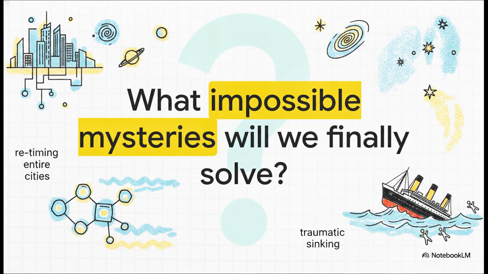Which leaves us with a final, pretty profound thought to wrap up this explainer. If today's computer models can accurately retime entire cities, predict microscopic molecular melting, and reconstruct the sinking of the Titanic, what impossible, universe-altering mysteries will we be able to solve when our machines finally hit the absolute boundaries of physics? Think about that for a while.